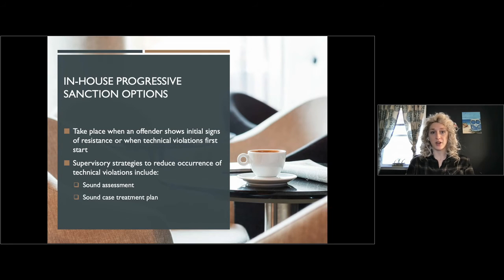So some of these supervisory strategies to reduce the occurrence of technical violations will include, first, a sound assessment of that offender, and then you need to have a sound case treatment plan, which you completed in a previous module. So by having these sound assessments, your risk assessments, different mental health assessments or drug and alcohol assessments, you put all of these together in your case treatment plan to provide a roadmap for the offender. And the more individualized and the more sound they are, the better the chance of your offender not violating and you not having to put through a revocation.